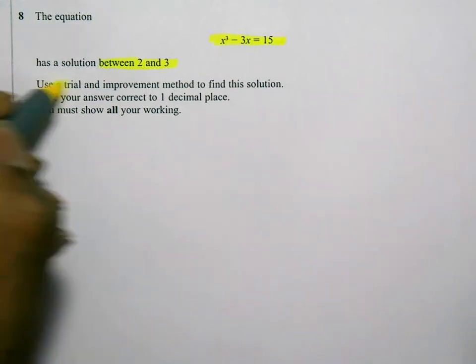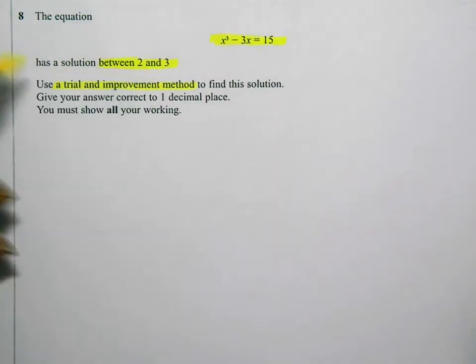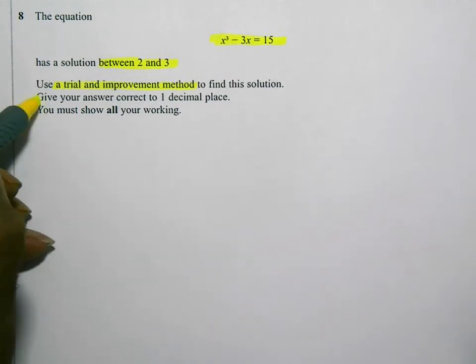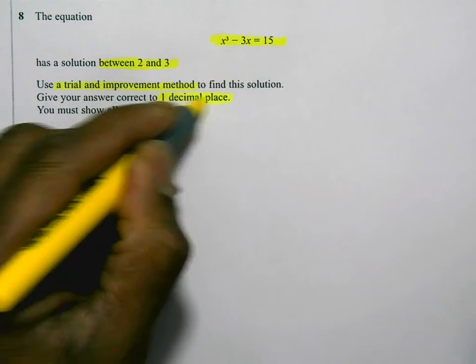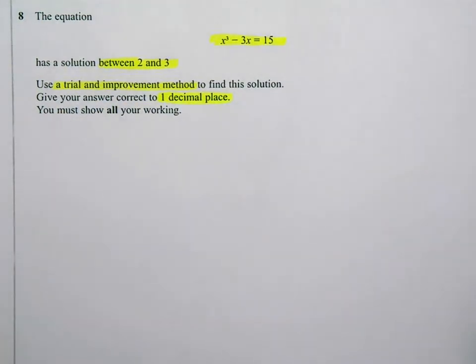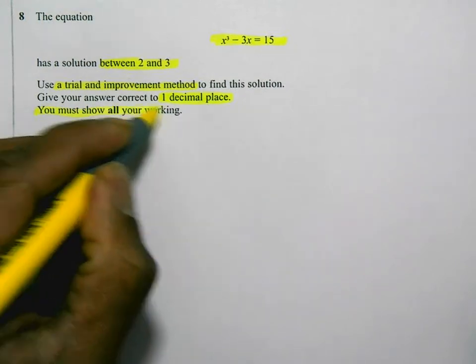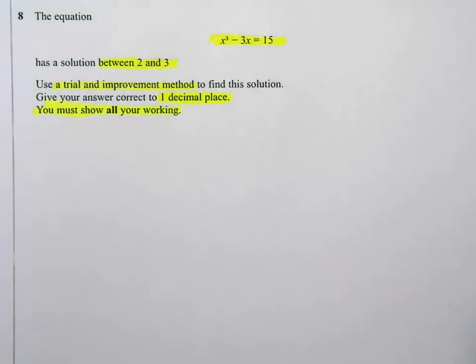Use trial and improvement method to find the solution. So again, you're being told exactly what technique to use. Give your answer to one decimal place. So the answer that x is going to be to one decimal place, and you need to show all your working. Show all your working for this.